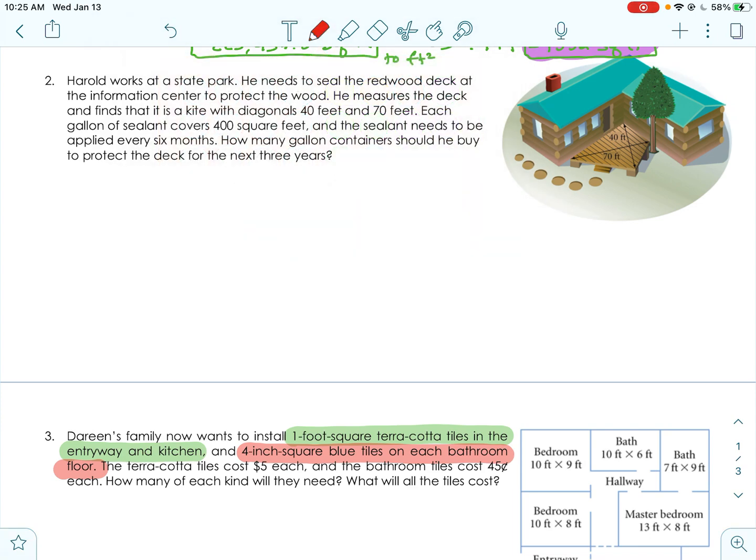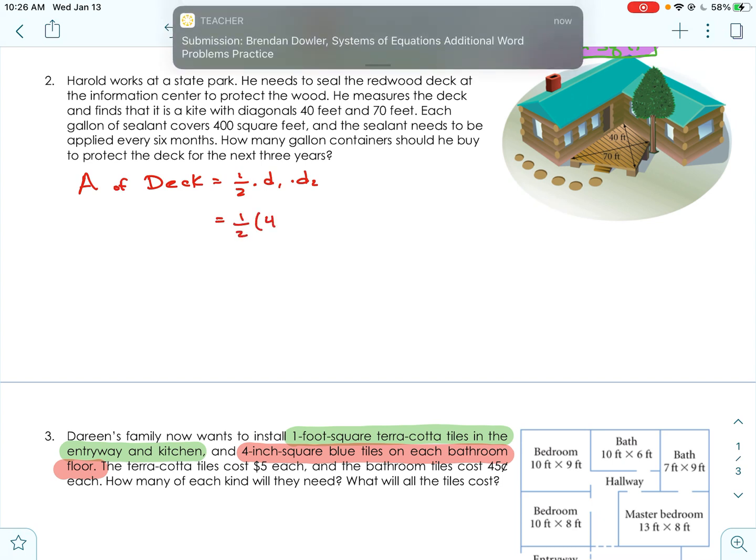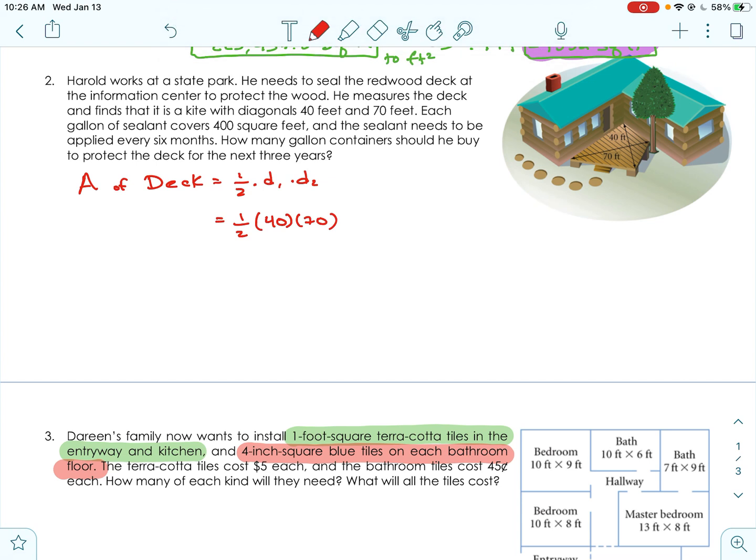So first off, we would need to know the area of the deck. The deck is told to be a kite, and it tells us the lengths of the diagonals. We know that the equation to find the area of a kite is equal to 1/2 times diagonal 1 times diagonal 2. So area of deck is equal to 1/2 times diagonal 1 times diagonal 2.